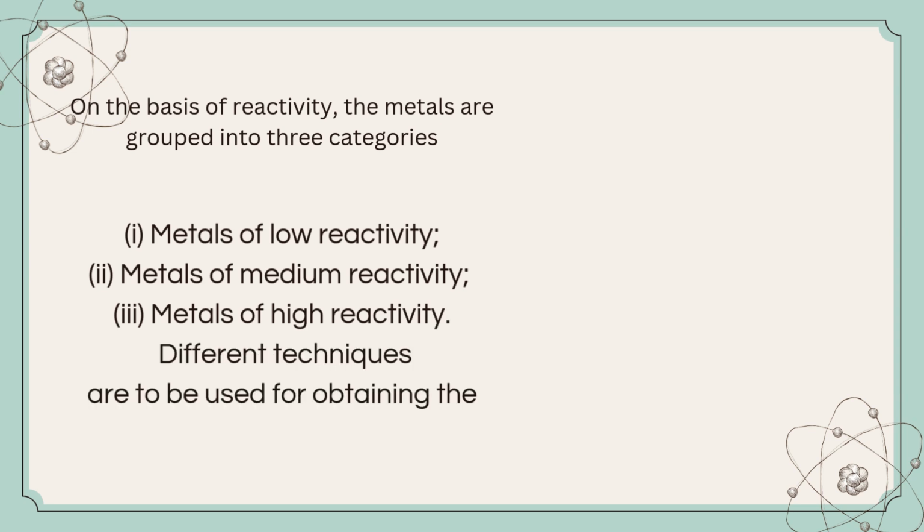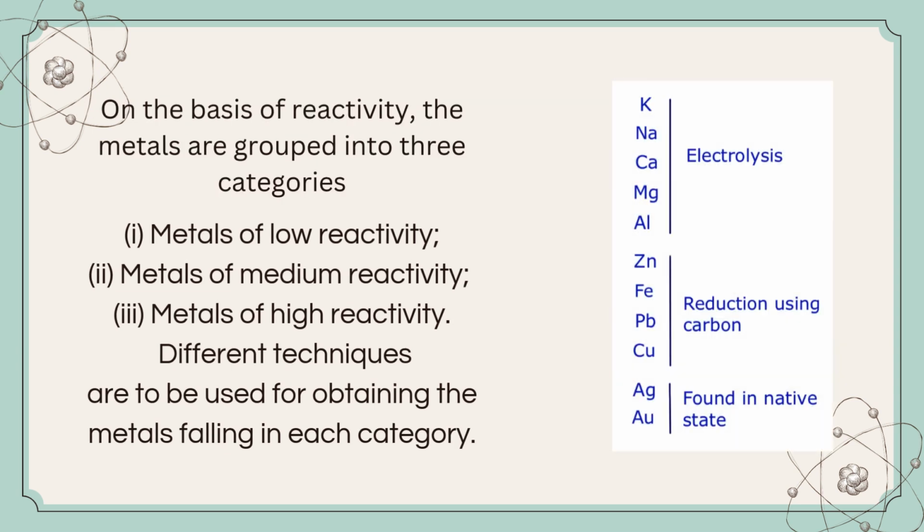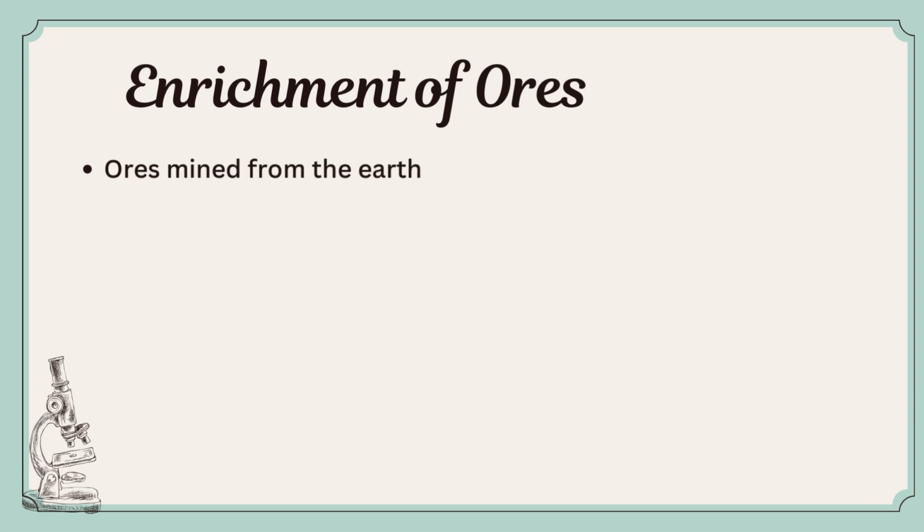According to this reactivity, different techniques are used for obtaining the metals. From this table, we can see that metals of high reactivity are mainly extracted by the electrolysis method, and for medium reactivity they use reduction using carbon, and low reactivity metals are found in the native state. Next one is enrichment of ores.